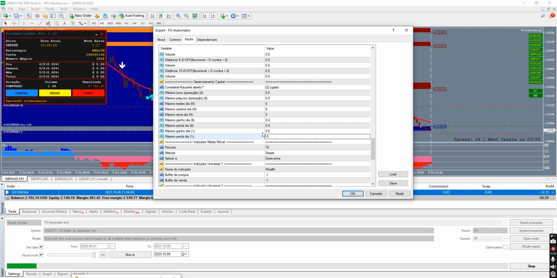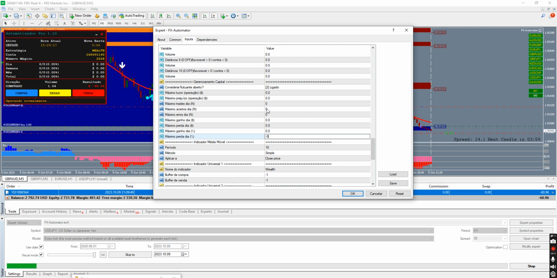Here is the maximum amount you want to make in a day. Here is in dollars, this is percentage. The same thing here, with profit and stop loss. I want to profit this amount in a day. I want to stop trading when I lose this amount in a day. If I lose 4 trades in a day, I want to stop. If I win 4 trades in a day, I want to stop.